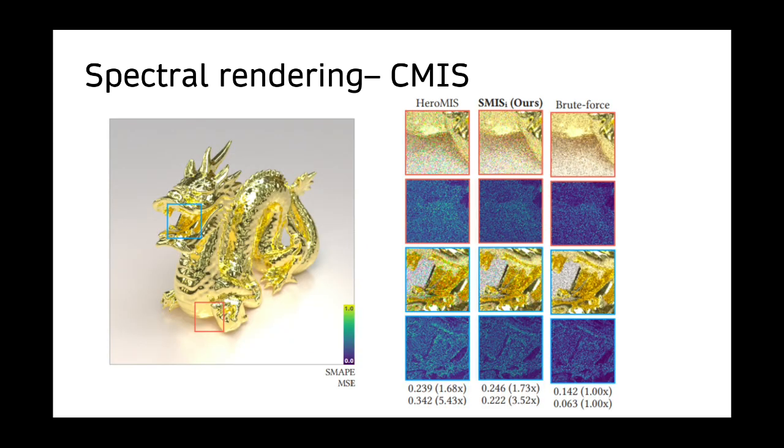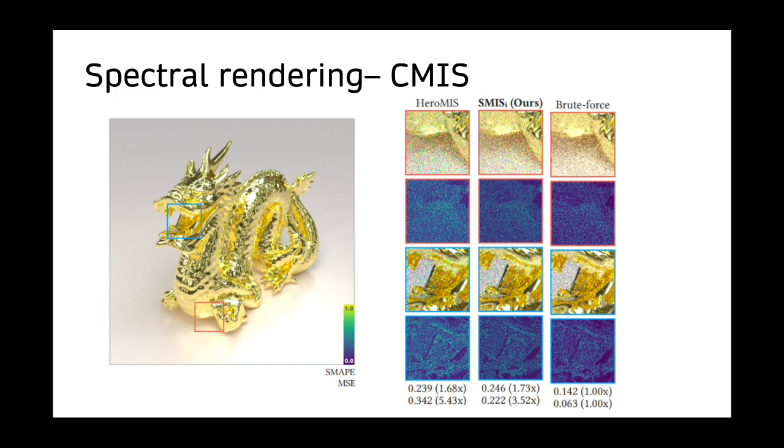Here there is a simple scene with a gold dragon lit by a fluorescent light, and a comparison of the estimation error of three different methods: Hero MIS, which was introduced in previous work, stochastic MIS using independently sampled wavelengths, and a brute force method. All methods use the same number of paths and 4 wavelengths per path, with the exception of the brute force method, which uses 512 wavelengths per path to provide a good ground truth on color noise.